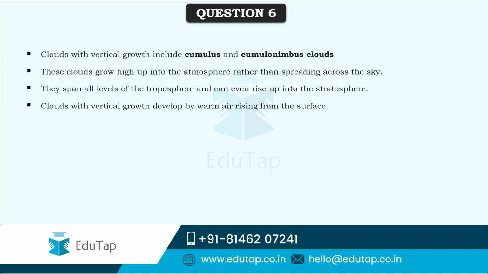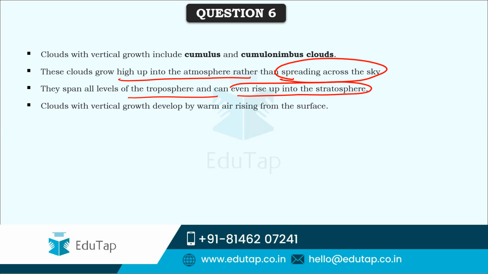You can find that these are the clouds with extensive vertical development. See here, they grow high up into the atmosphere rather than spreading across the sky. Like I mentioned, rather than horizontally, they grow vertically, and they span all levels of the troposphere and can even rise up to the stratosphere. They can go beyond one layer of the atmosphere, some even more than that. Such is the vertical growth they can show. And these clouds with vertical growth are developed by warm air rising from the surface, because of which they are formed.